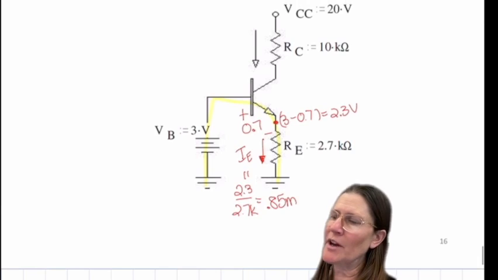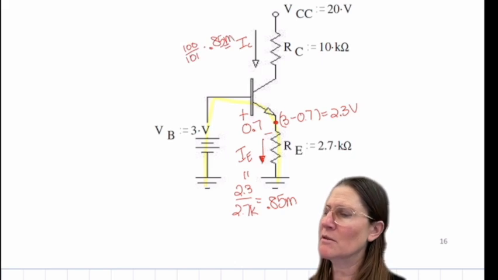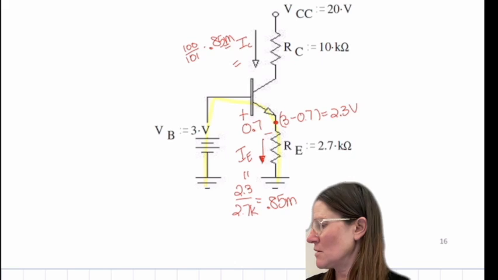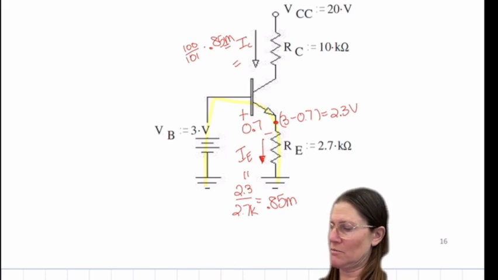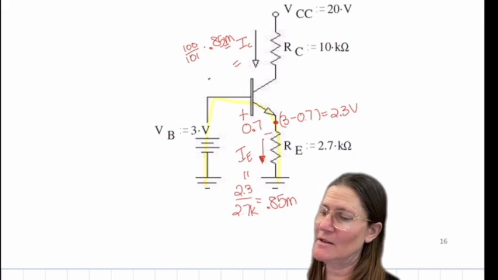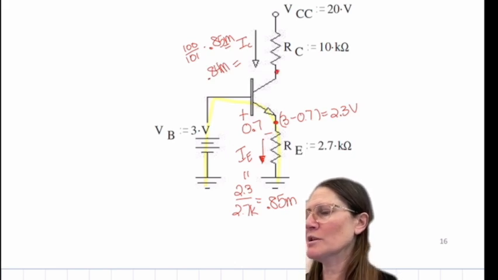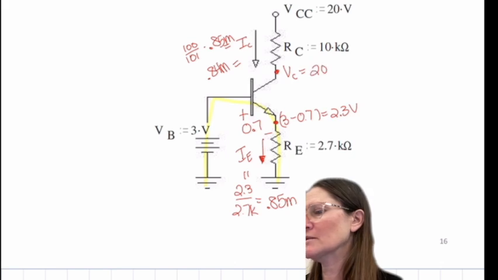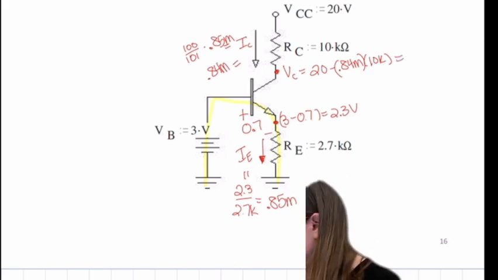Knowing that, we can then find IC, which is going to be 100 over 101 times 0.85 milliamps, which is 0.84. And then the voltage here is 20 minus 0.84 milliamps times 10K, which gives 11.6 volts.